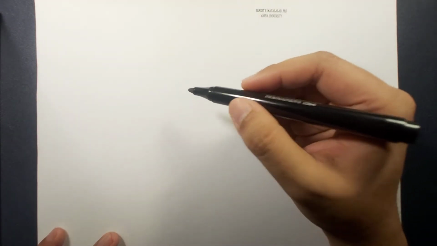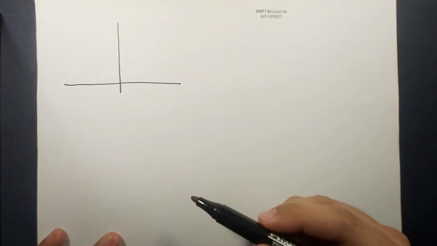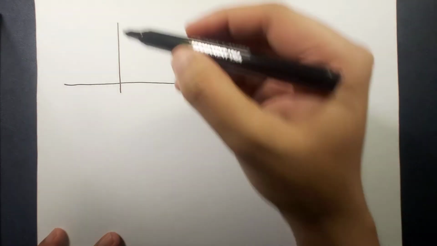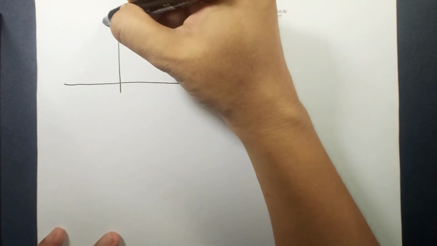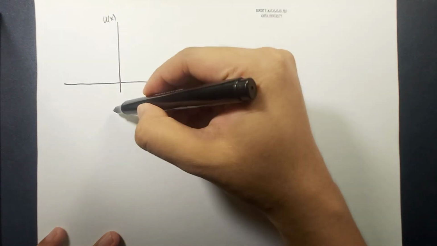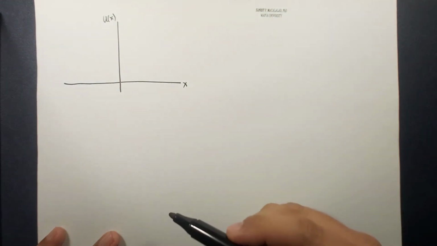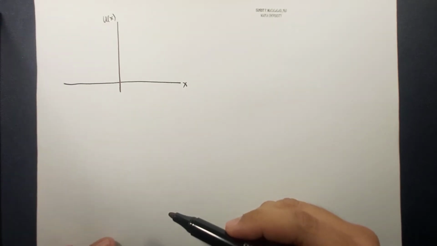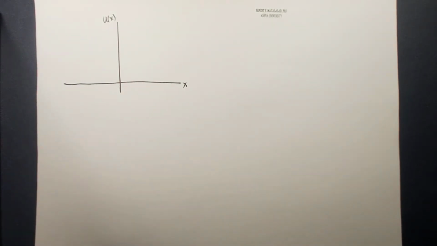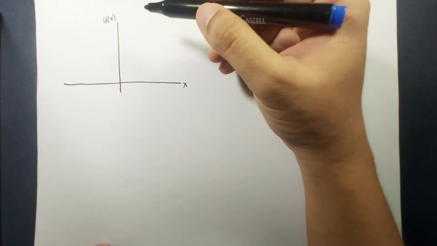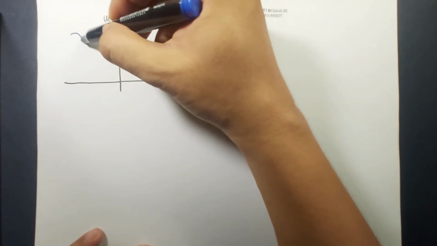Okay, so first let's consider a particle in stable equilibrium at the origin, and we're going to describe that in a potential energy diagram. So the vertical axis is your potential energy, and the horizontal axis is your position axis. And let's say this particle has a potential energy function, something like this.